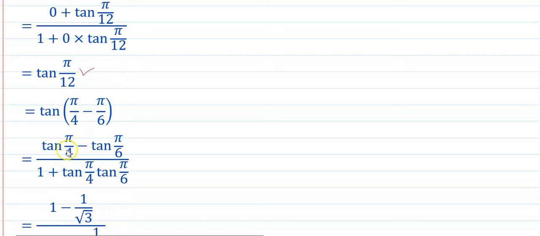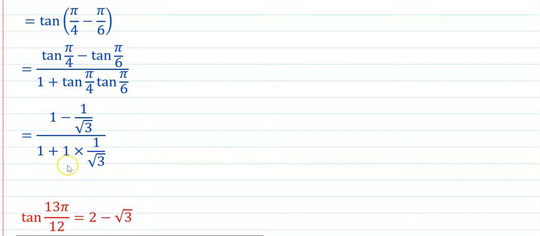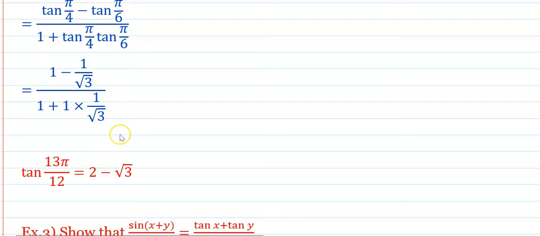Tan of a minus b means what? Tan of pi by 4 minus tan of pi by 6 upon 1 plus tan of pi by 4 into tan of pi by 6. Tan of pi by 4 means what? Tan 45 is 1. Tan of pi by 6, 1 by root 3 upon 1 plus 1 into 1 by root 3. Then now we will simplify this.